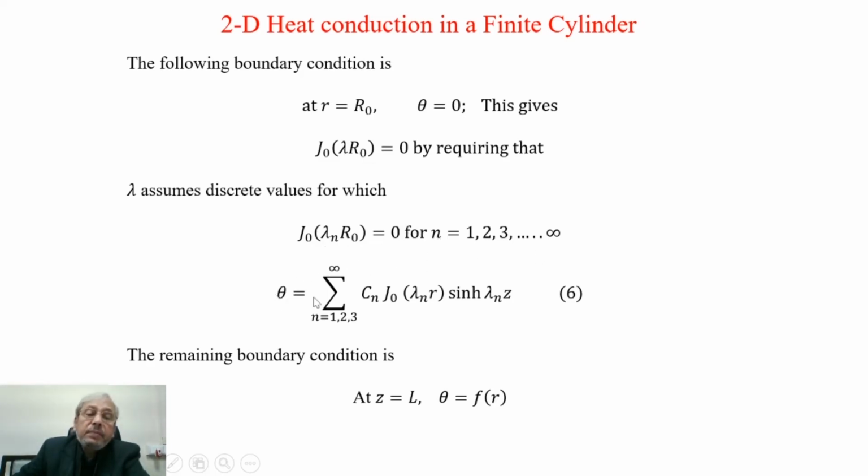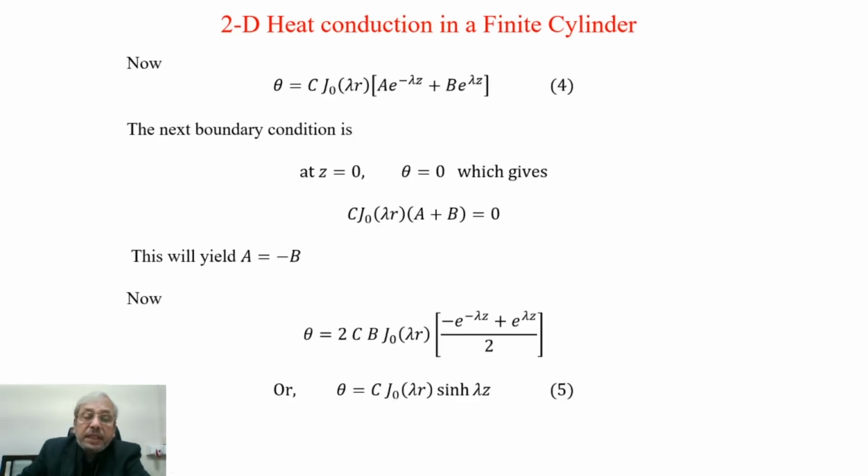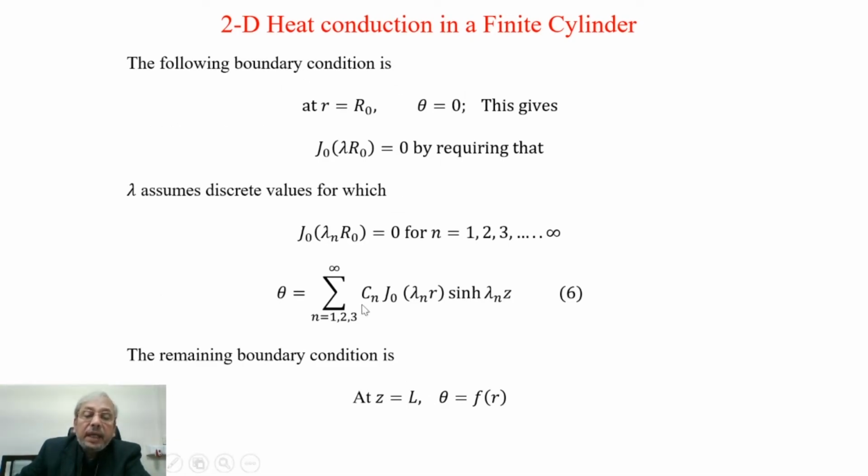Now theta becomes summation over n, when n varies from 1, 2, 3 up to infinity, cn J naught lambda n r sine hyperbolic lambda n z. So basically, we now get the theta value for specific values of n, lambda n, so J naught lambda n r and sine hyperbolic lambda n z. So we can get theta equal to summation over n equal to 1, 2, 3 up to infinity, cn J naught lambda n r sine hyperbolic lambda n z.